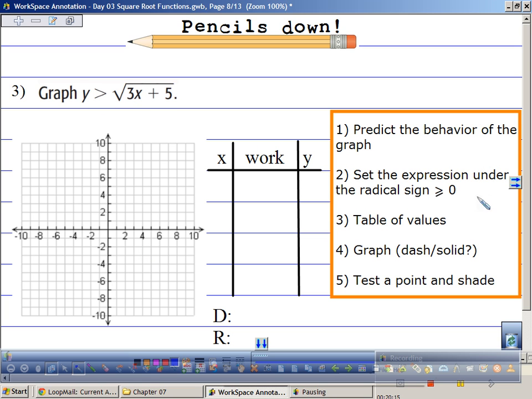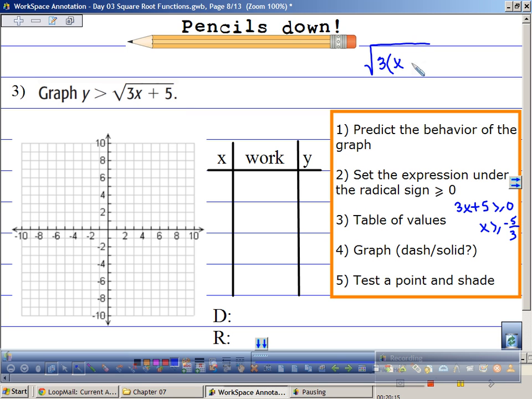We know this is going to be a fraction, right? So if we set 3x plus 5, I'm starting with this one because I know it's a fraction and it's going to help me with my behavior. So 3x plus 5 greater than or equal to 0 would give me what? X is greater than or equal to what? Negative 5 over 3. We're going to use this with the behavior because I'm using step 2 to help me with step 1 right now. Because I know that this is a fraction right here.